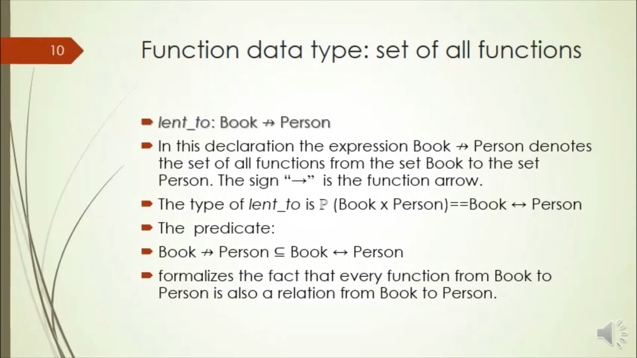Students, in the library management system, a single book can be issued to a single person. Therefore, the variable len2 is a function variable which is declared on the set of all possible functions from book to person, and the arrow sign basically represents the function data type. And the variable len2 can also be declared on a set of all possible relations, which can be represented by book double arrow person, because each function is also a relation. Therefore, the set of all possible functions would be a subset of the set of all possible relations, and it formalizes the fact that every function from book to person is also a relation from book to person.